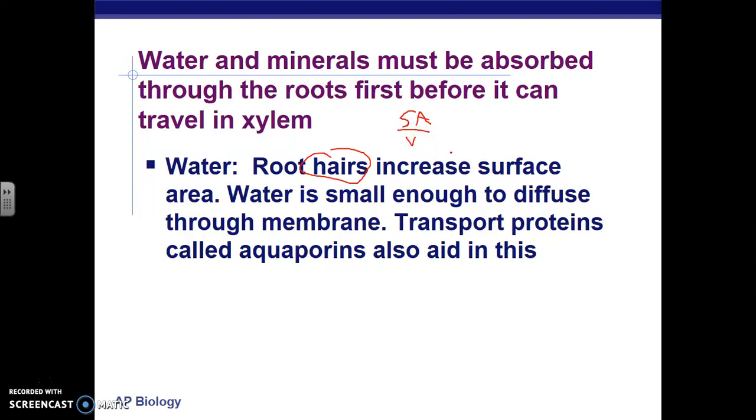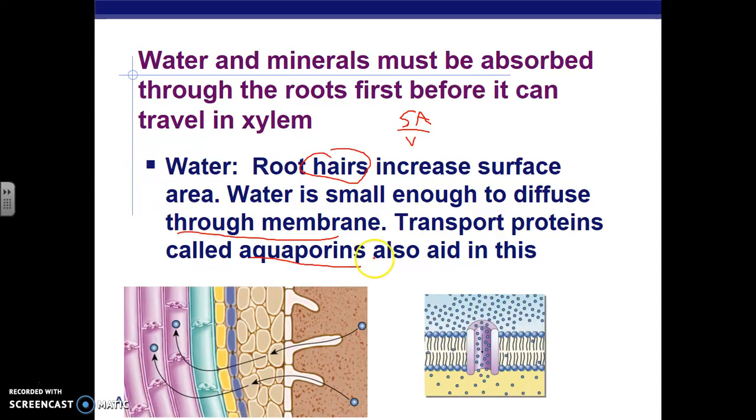And water, because of this large surface area to volume ratio created by the root hairs, is able to be absorbed into the plant through the roots. Some water is able to diffuse through the membrane because it's small, but remember, water is also polar. So there are also transport proteins, which we've discussed before, called aquaporins, which also aid in getting the water into the plant, or into the roots. So here we see the aquaporins. That purple protein is the aquaporins, and here we see the root hairs, increasing the absorption ability of the roots.